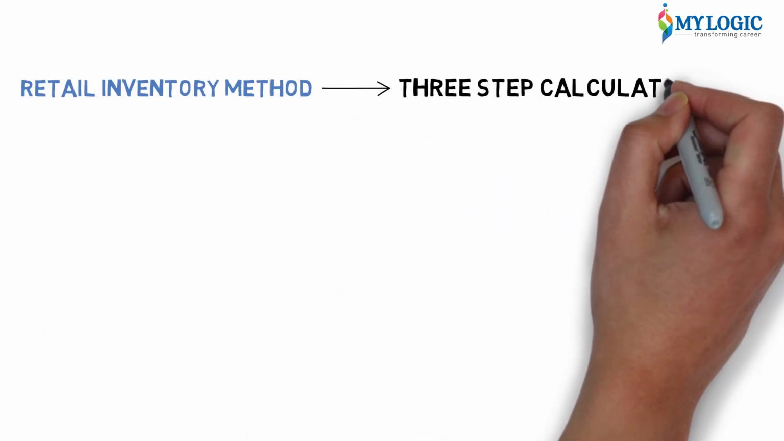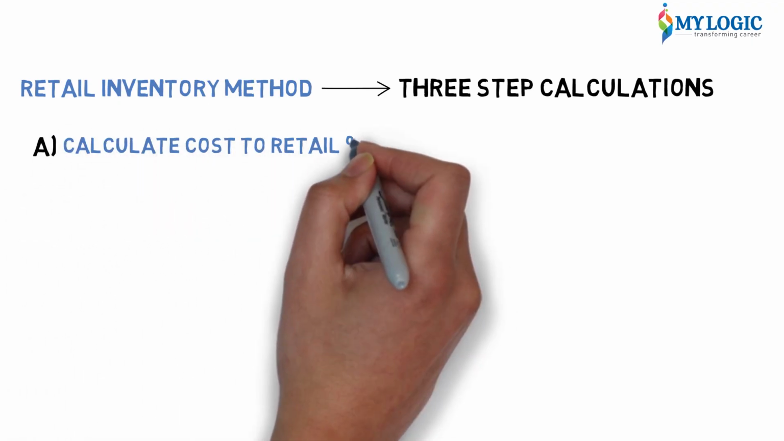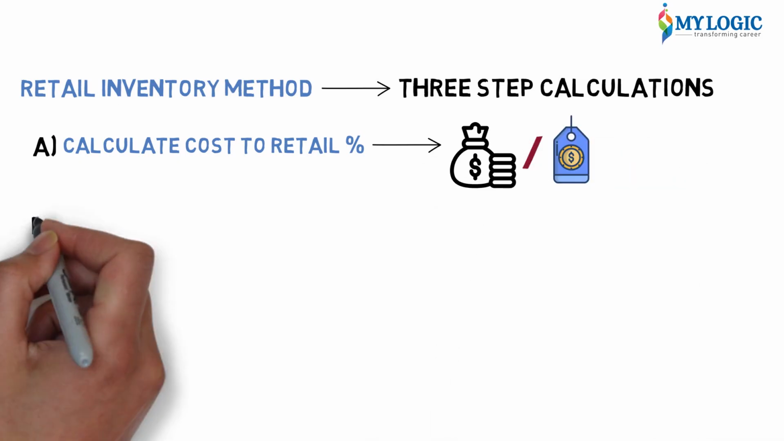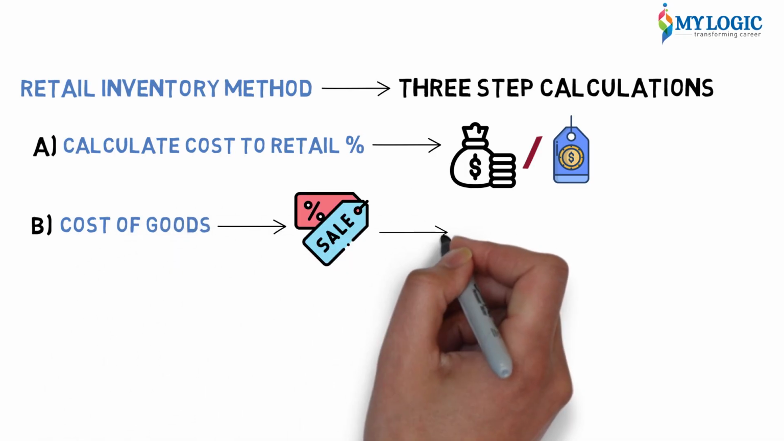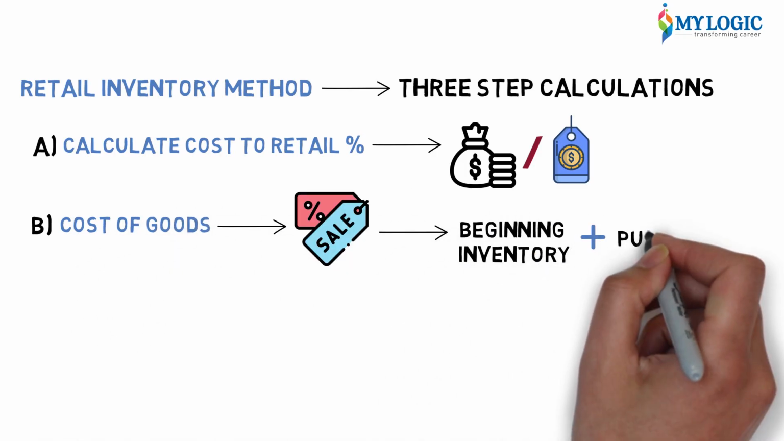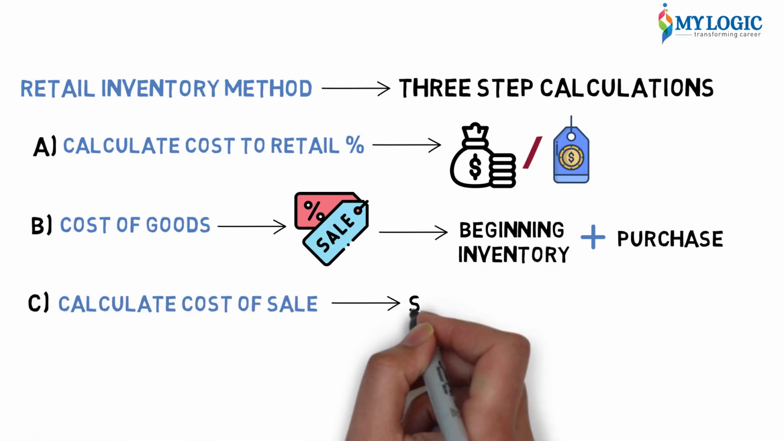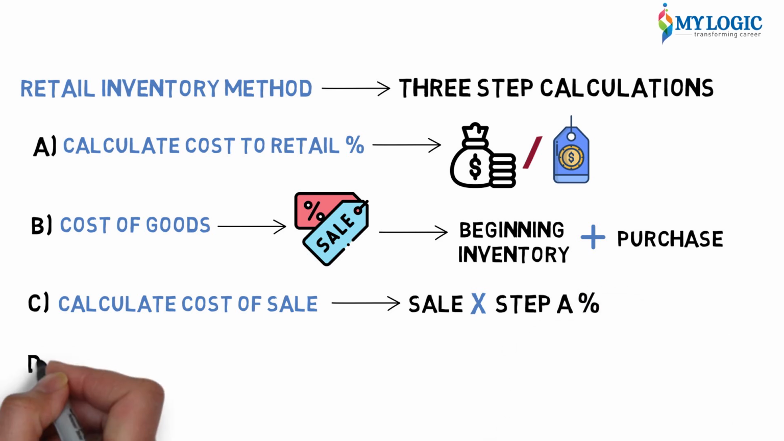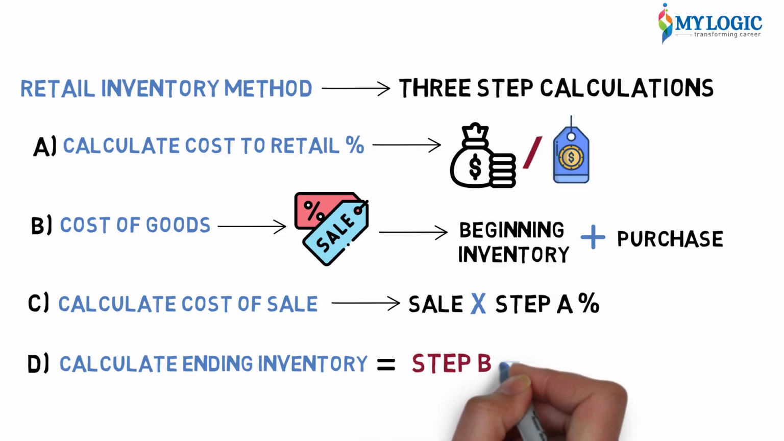The retail inventory method is based on a multi-step calculation. A. First, calculate the cost to retail percentage, that is, cost divided by retail price. B. Second, calculate cost of goods available for sale, which is beginning inventory plus purchases. C. Then calculate the cost of sales, which is sales multiplied by the step A percentage. D. Then ending inventory is equal to step B minus step C.